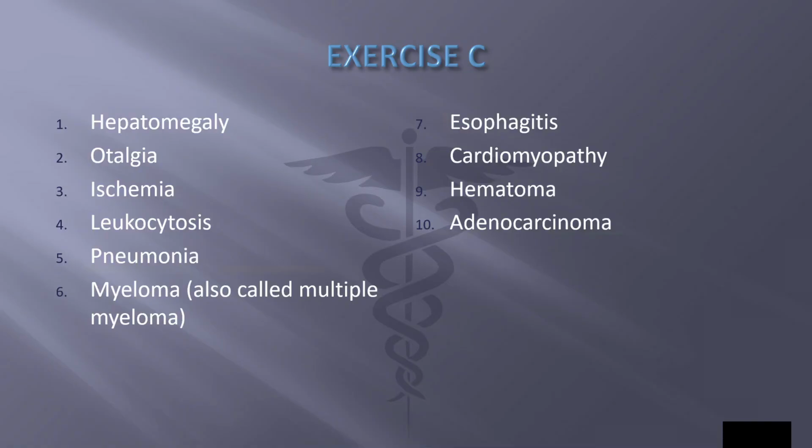Number 7, inflammation of the tube leading from the throat to the stomach is esophagitis. 8, disease of heart muscle, cardiomyopathy. 9, collection or mass of blood is hematoma. And 10, cancerous tumor of glandular tissue, adenocarcinoma.